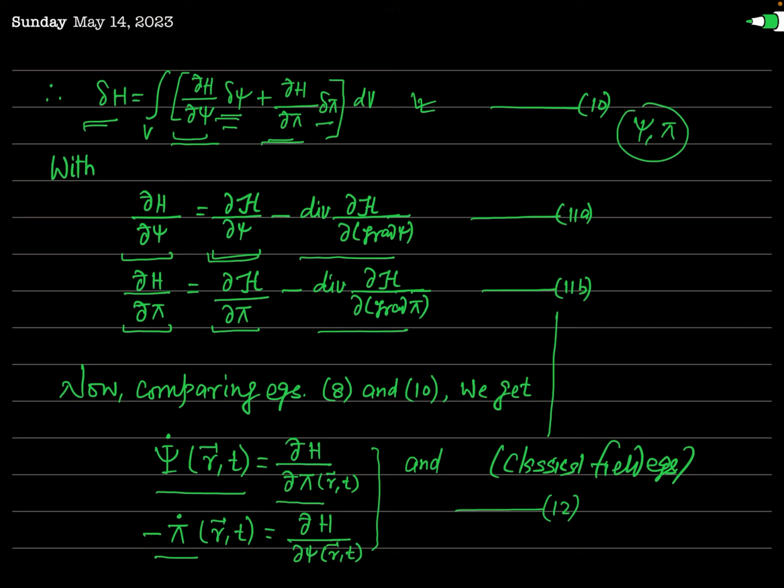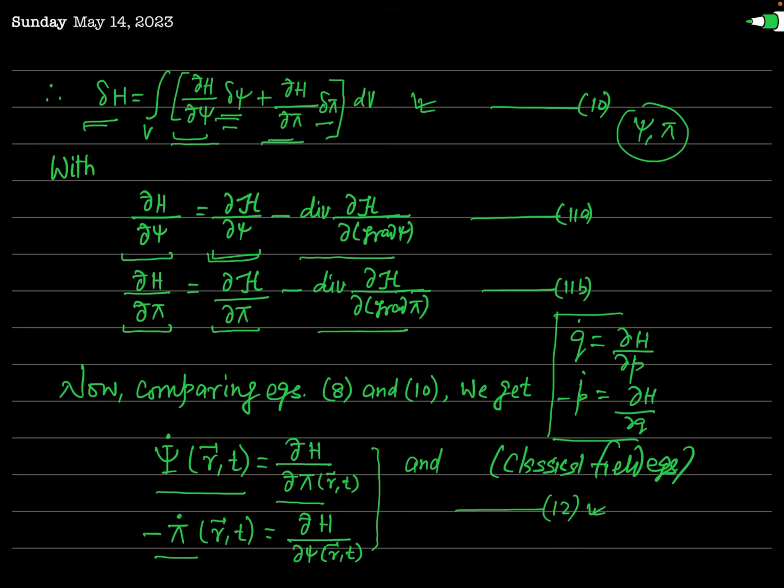You can remember that according to Hamilton's canonical equations of motion, Q dot is equal to del H by del P. And you also know that minus P dot is equal to del H by del Q. These are Hamilton's canonical equations of motion. And you can compare them with the equations which we have obtained in equation 12. You can easily see that in place of the Hamiltonian H, there is actually H.